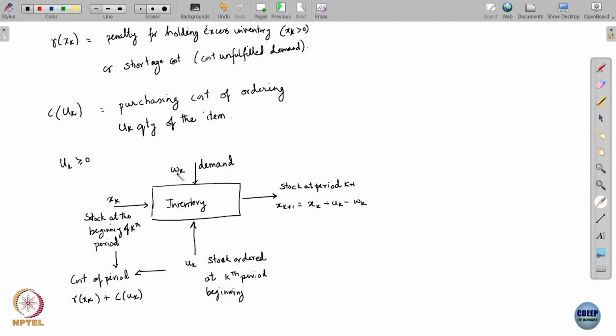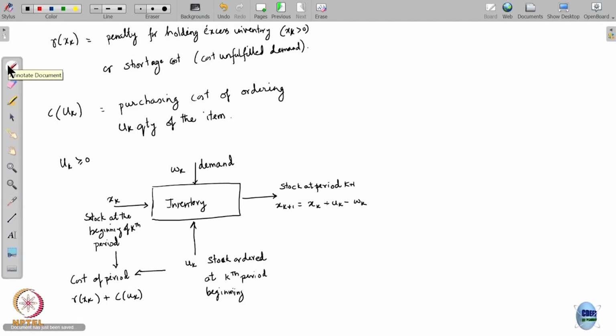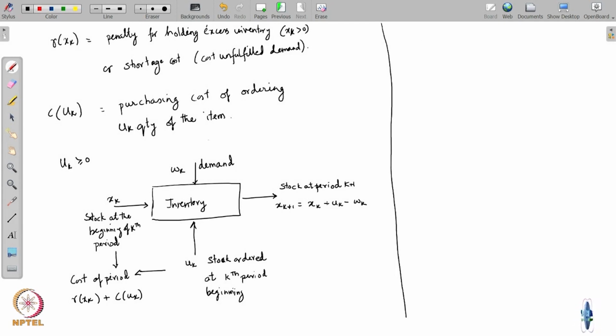Now, what is the objective? The objective is to decide how much stock I should be ordering in order to minimize my total cost. Let us assume that in addition to these costs there is also a terminal cost r of x n. Let us call this a terminal cost.